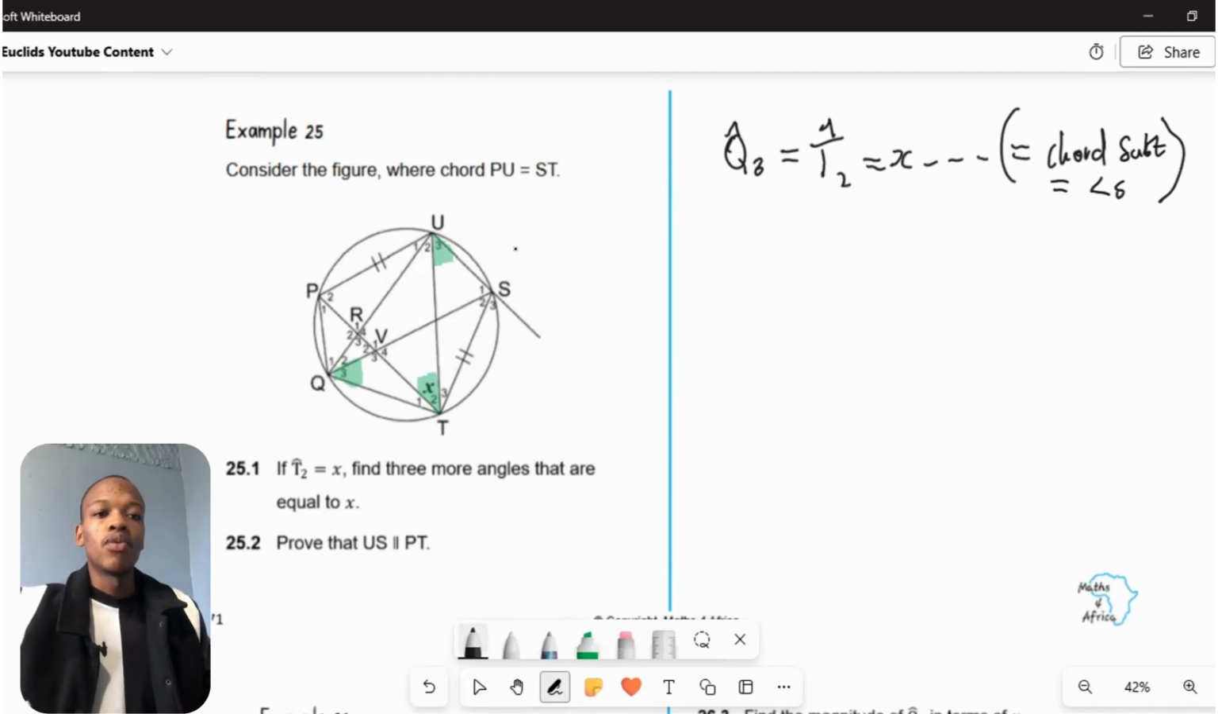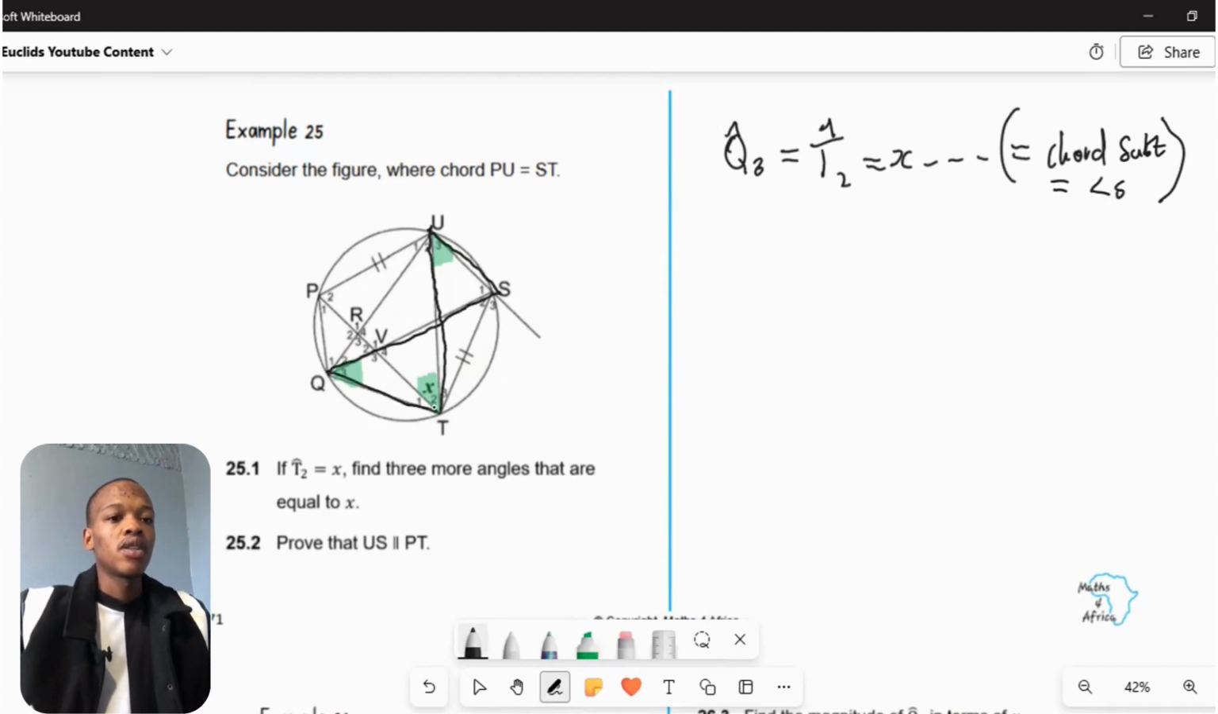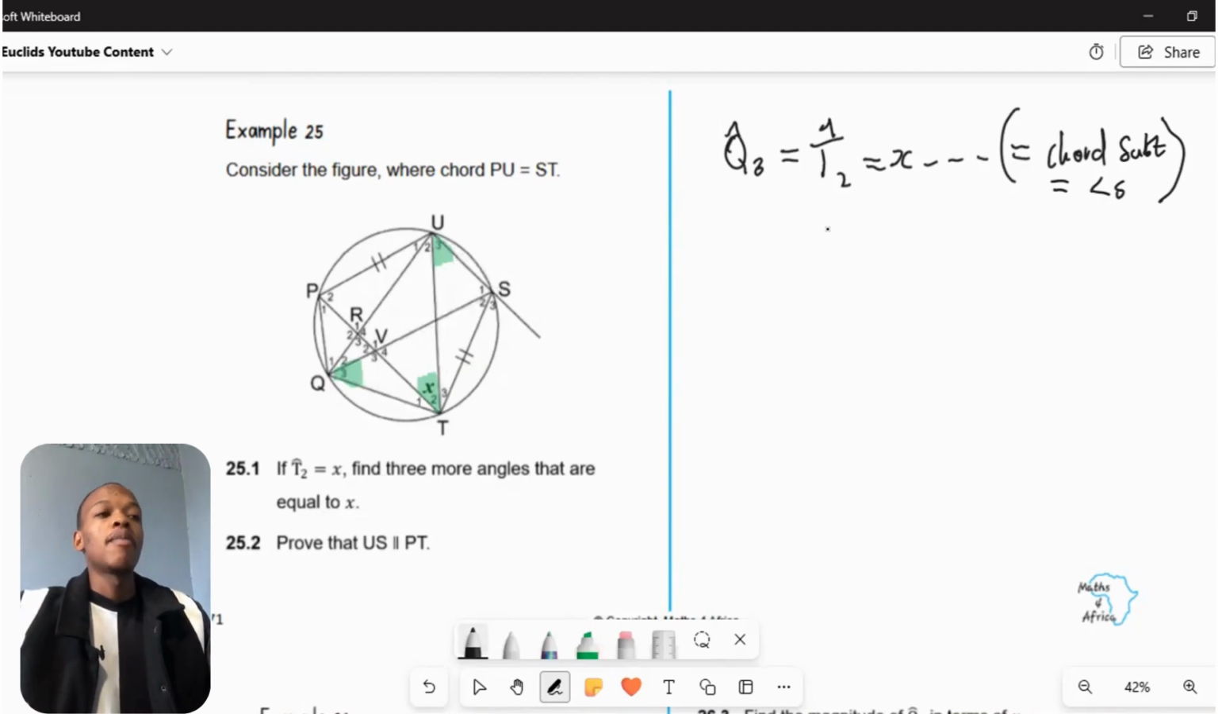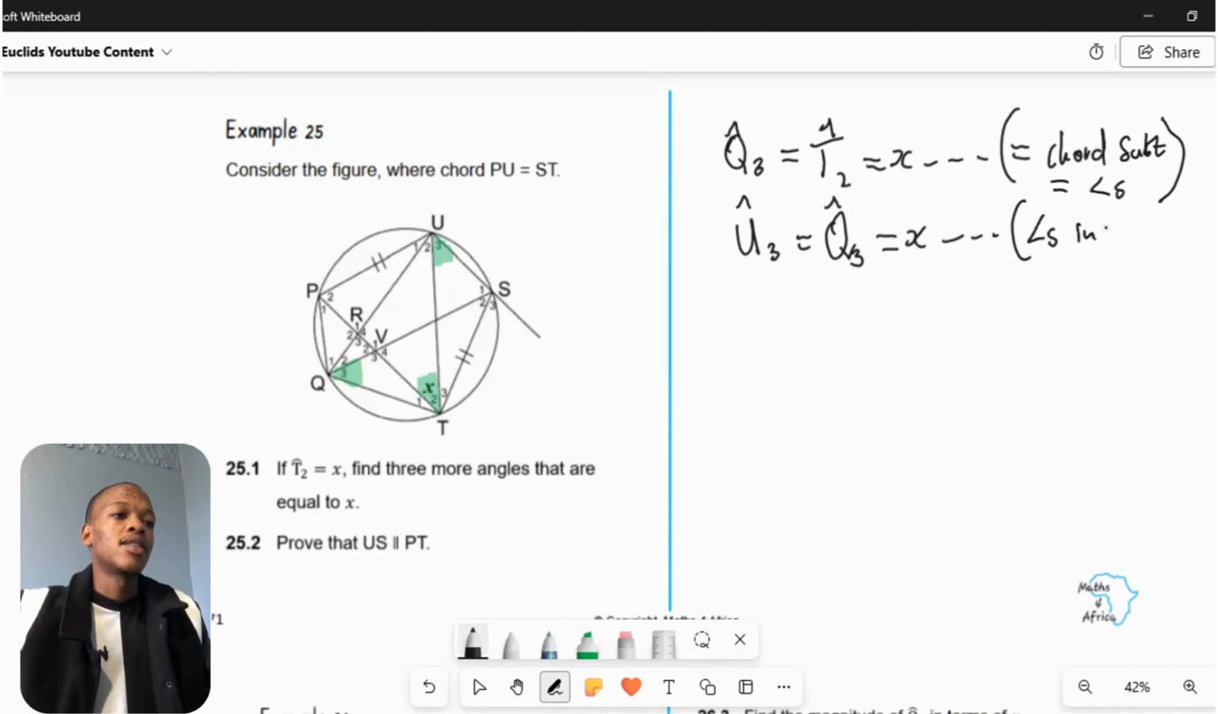Right, now we know. Also on this one, U3, you can go for equal chords subtend equal angles, or you can go for angles on the same segment. You can see there's a bow tie. These 2 angles are forming a bow tie. This one and this one, they are forming a bow tie. So let's go. U3 is equal to Q3, and they are equal to X. How come? Angles in the same segment.